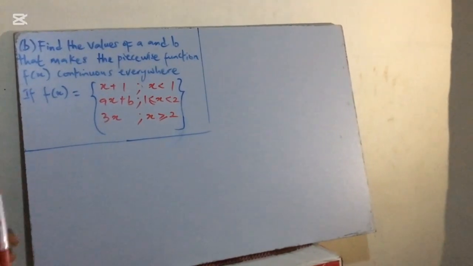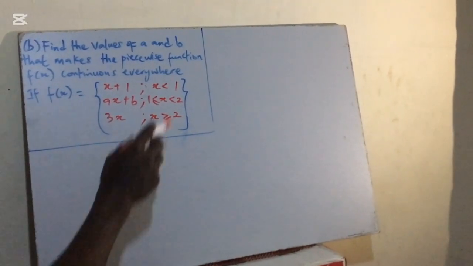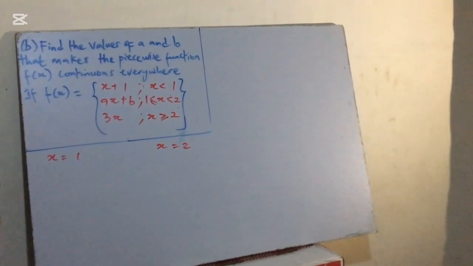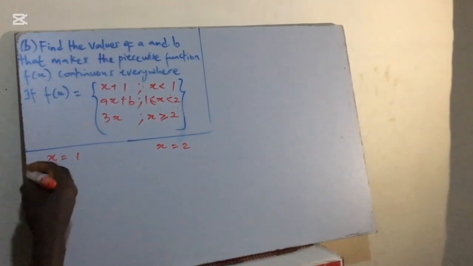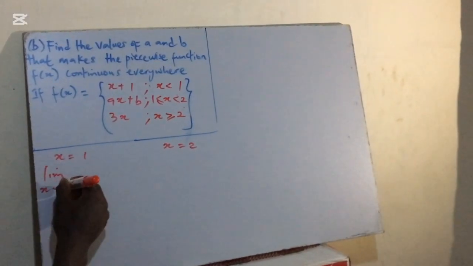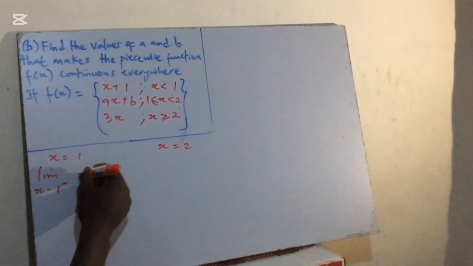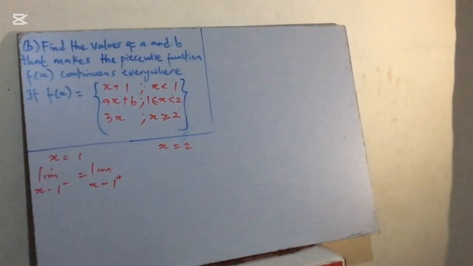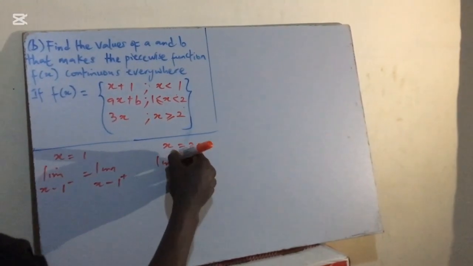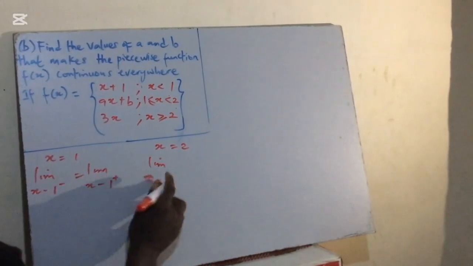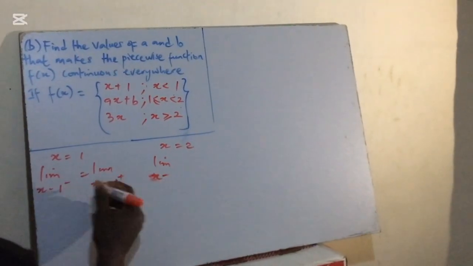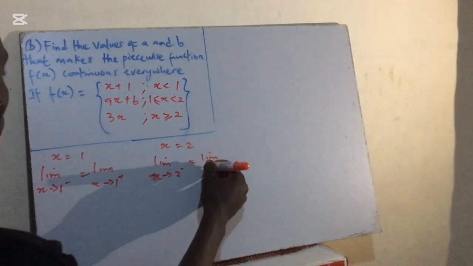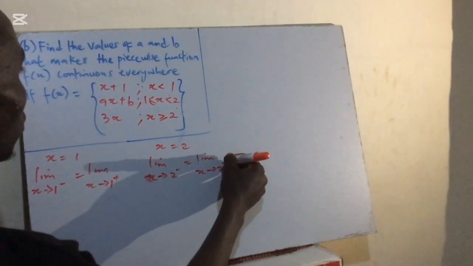Now, firstly, identify the points. And what points are we having here? We are having point 1 and point 2. So I just say x equals 1, x equals 2. Now, the formula, I'm going straight to the formula, and that will be limit as x tends to 1 backward equals limit as x tends to 1 forward for this part. Then in this part, limit as x tends to 2 backward equals limit as x tends to 2 forward.